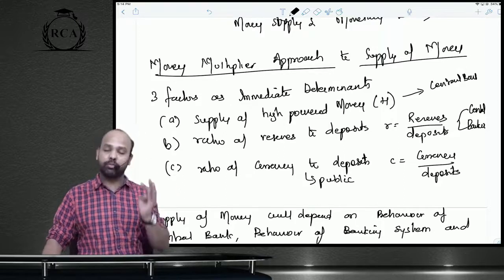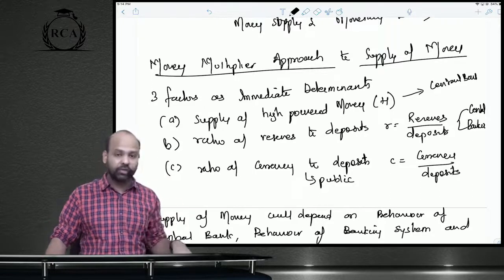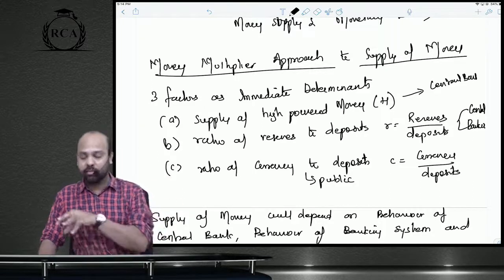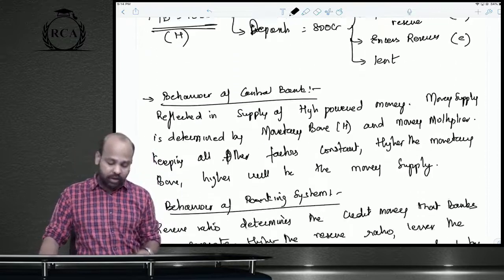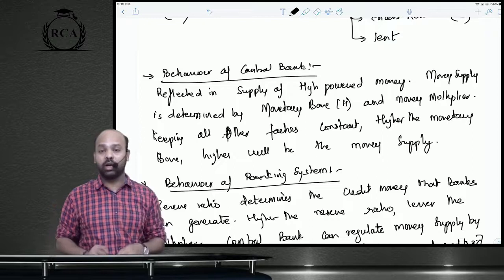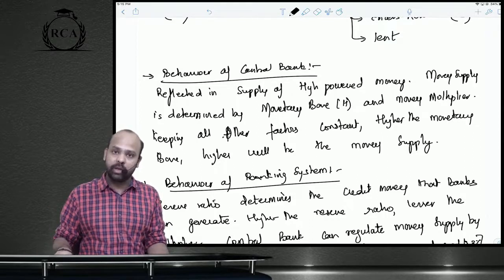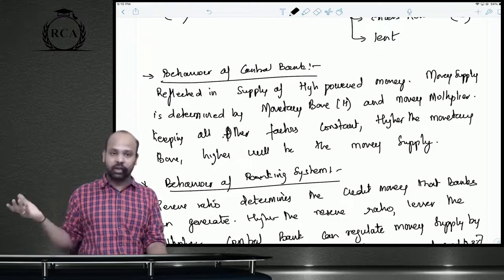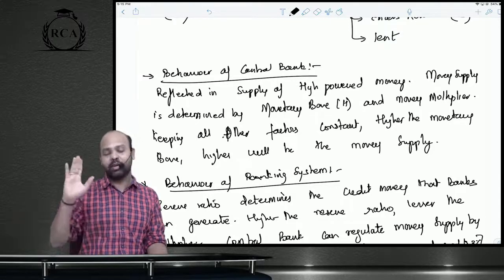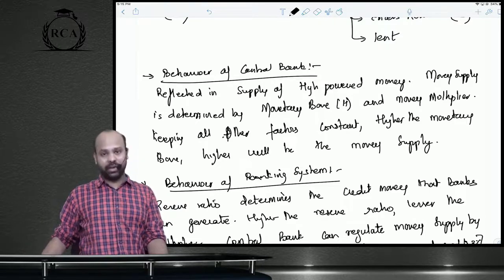Ratio of reserves to deposits, ratio of currency to deposits. This is derived from the behavior of the central bank, the behavior of the banking system, and the behavior of the public. The behavior of the central bank can be very evidently seen through changes in monetary base. The RBI can directly change the money supply in an economy by changing the monetary base. If all the other factors are constant, the change in money supply will be the multiplier times the change in your monetary base.